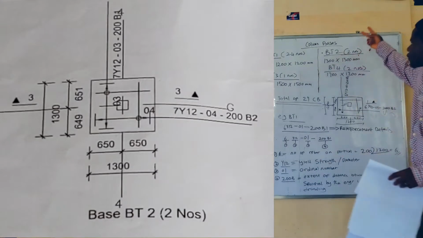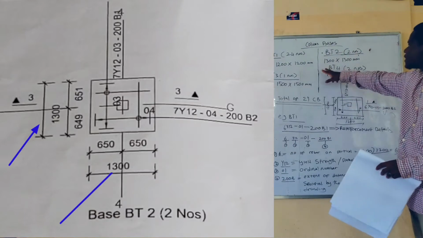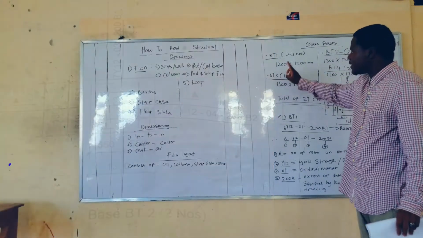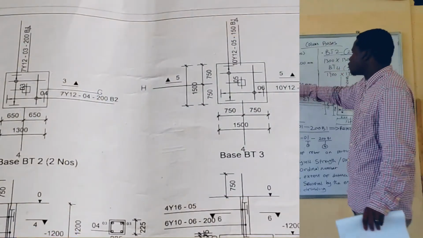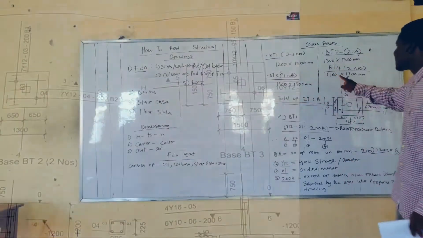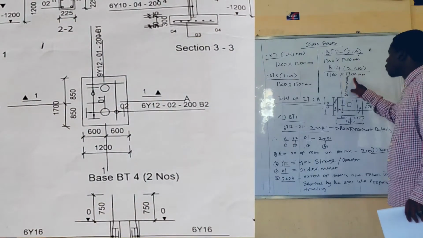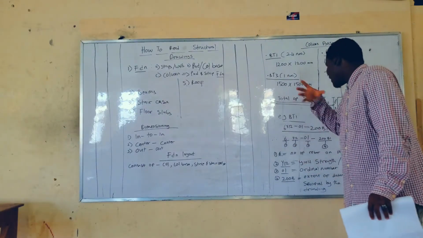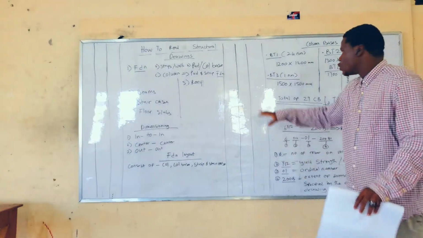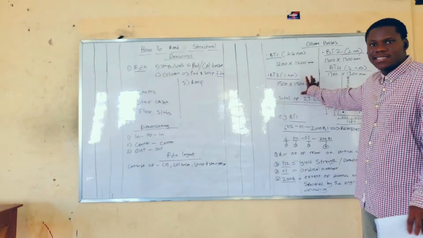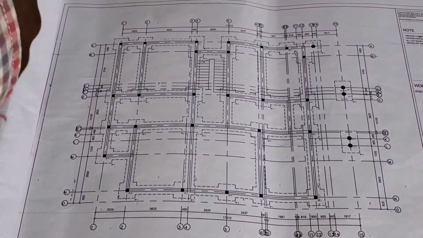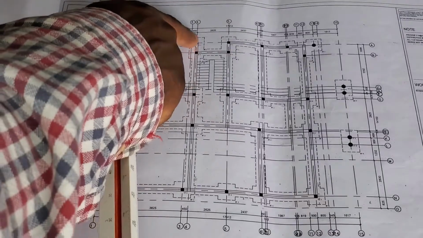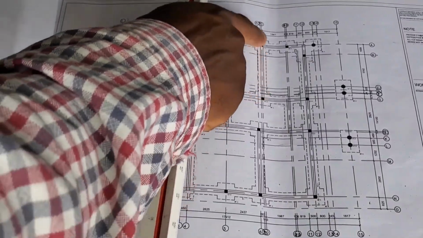We're just going to use base type 1 as an illustration. Base type 2, there are two numbers of base type 2. It is 13 by 13. Base type 3, there is just one of base type 3. It is 15 by 15. Base type 4 is 17 by 12, and it's just two numbers. There are a total of 29 column bases going by this statistics. But in practical cases, when you're at the construction site, it is best for you to go to the foundation layout and actually count the column bases.